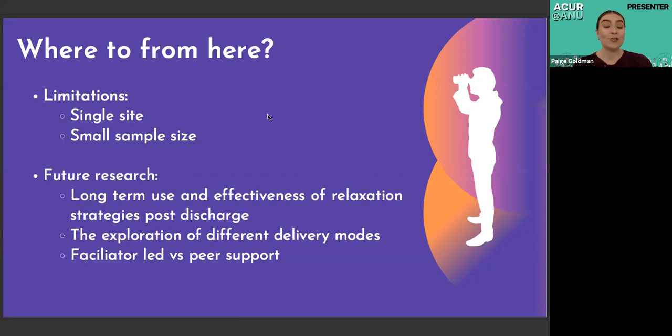Whilst looking at future research, there's an opportunity to explore the long-term use of relaxation strategies post-discharge, as well as consideration of the different modes of relaxation delivery, whether an individual session or a group session, and understanding the barriers of each. And finally, from a clinical perspective, identifying whether patients prefer a facilitator-led approach, like we took in this study, or a peer support style where there's conversation around anxiety, tension and relaxation experienced by patients whilst being an inpatient on a ward, and seeing what provides better outcomes, would also be an area of further research interest.